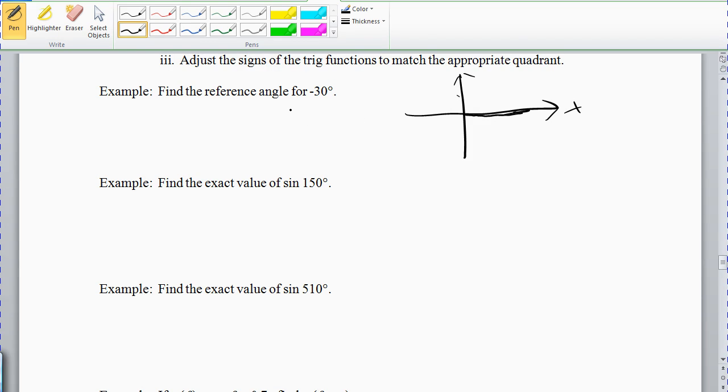Now I want to find the reference angle for negative 30. So what that means is I'm going to go clockwise because I'm going the negative direction. And that's going to put us down here. So that's going to be negative 30 degrees. The reference angle is the positive angle associated with the same initial side. And that's what that says up here.